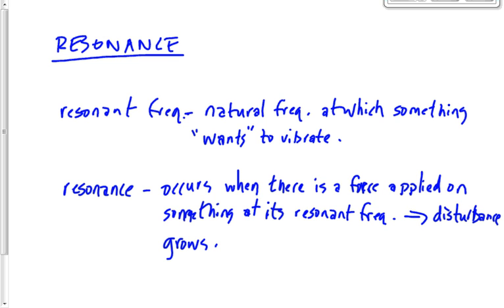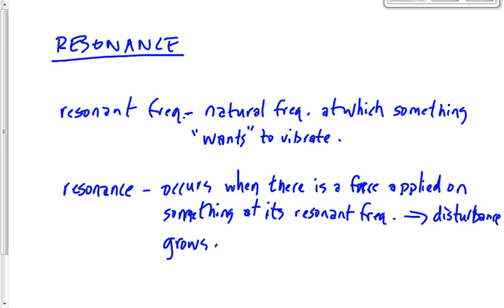If you push on your little brother or sister on a swing set at a random frequency, and nothing really happens to your brother or sister, right? You're swinging a little bit, but there's no real growth in the vibration of that swing set. But if you push at a very particular frequency, the resonant frequency of the swing set, what happens? The vibration grows bigger and bigger and bigger, right?